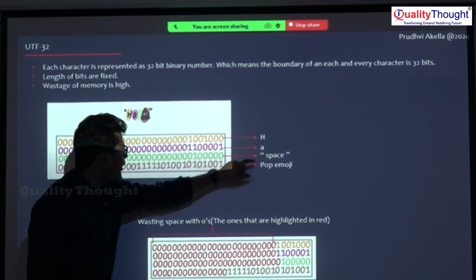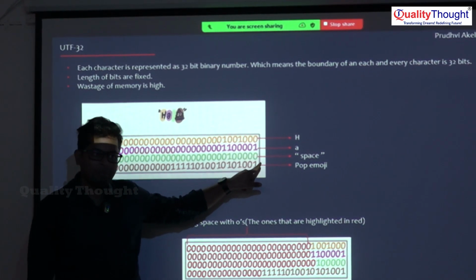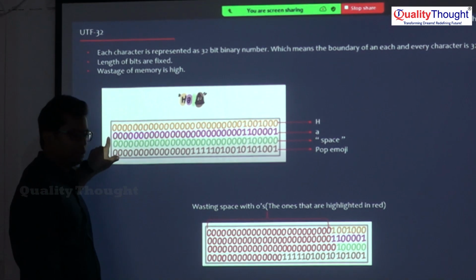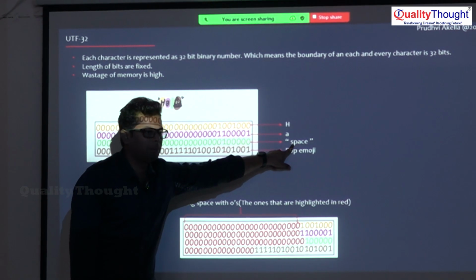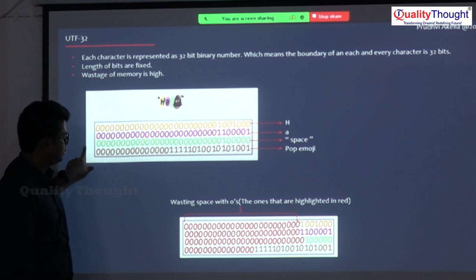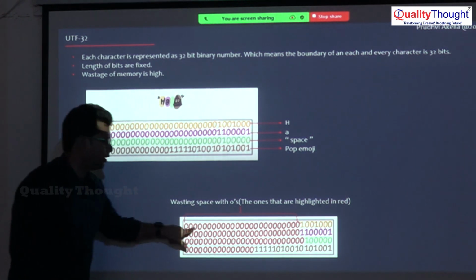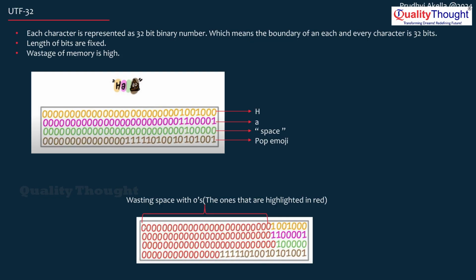The same thing with A, correct? How many bits do you really require? 7 bits. Rest all are being set to zeros. How many bits do you really require to represent space? 6. Rest all are being set to zeros. See, these are all the ones that you are seeing in the red color. They're all waste. You are wasting that with zeros, correct? That means each character that you are trying to represent takes 32 bits.